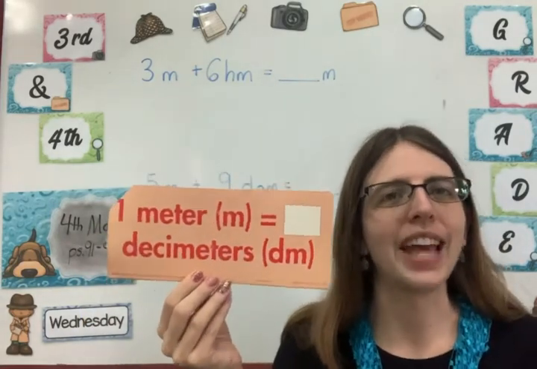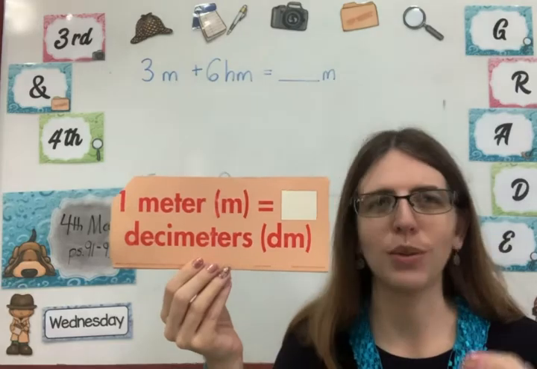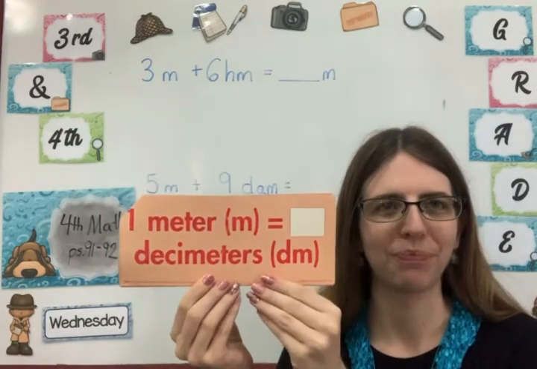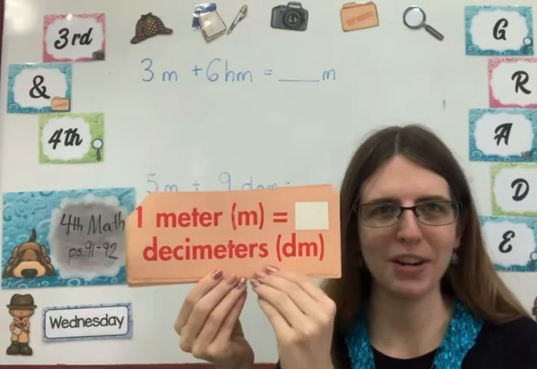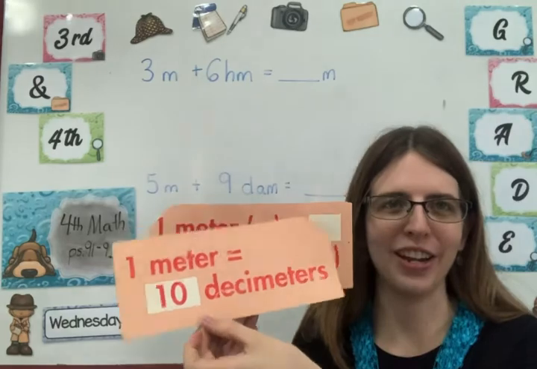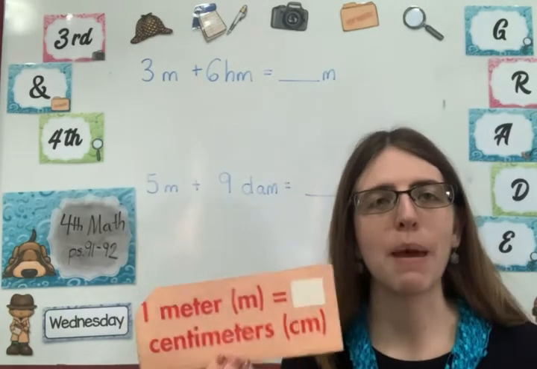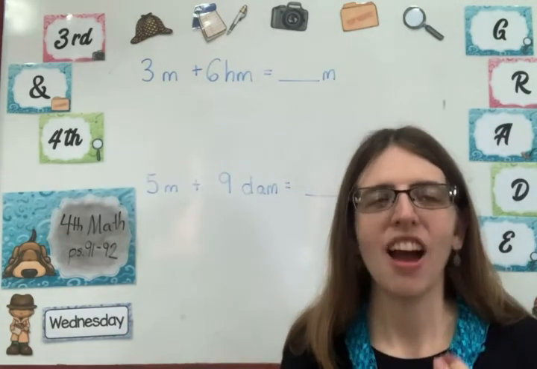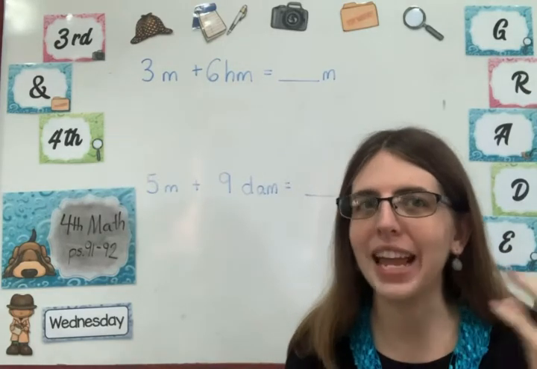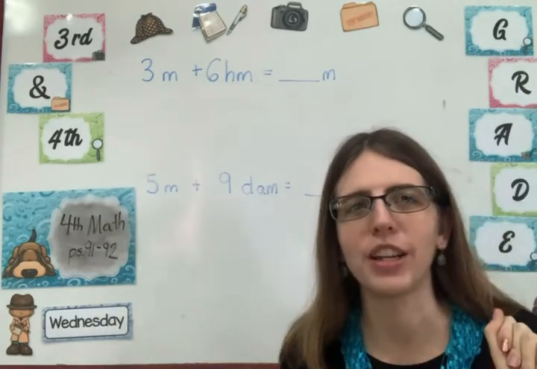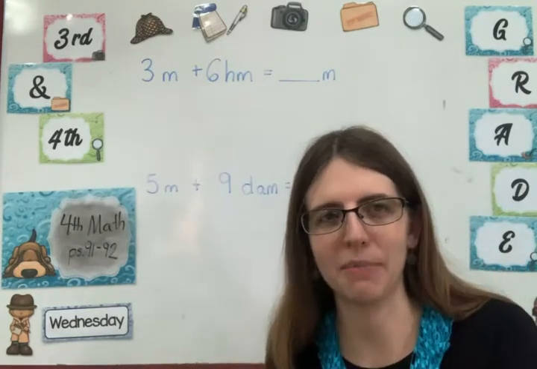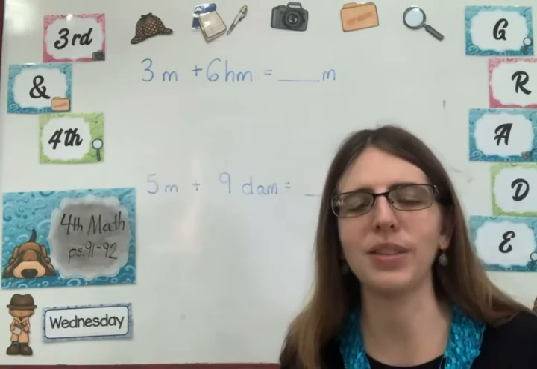1 meter is how many decimeters? So a decimeter is part of a meter. How many of those are in a meter? Remember? 10, very good. So remember the ones that start with a D are gonna be 10. It's either 10 meters or 10 decimeters. So there's 10 meters in a decameter and 1 meter is 10 decimeters. So think 10 when you see the D.